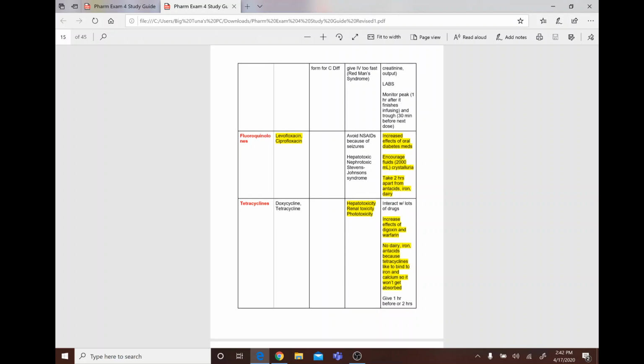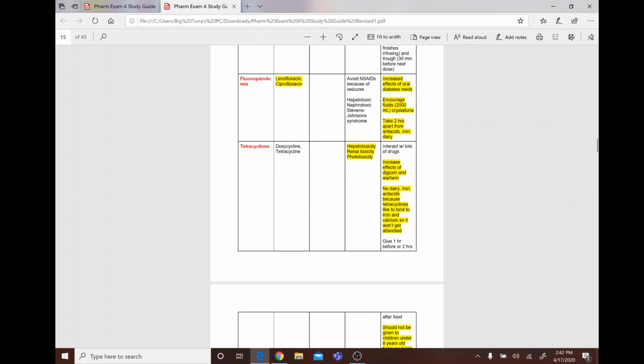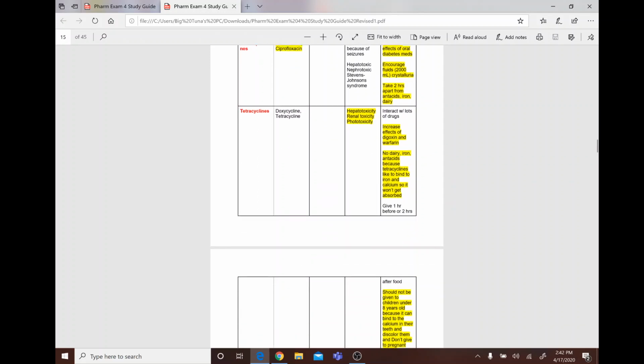Increased effects of oral diabetes medications. Take 2 hours apart from antacids, iron, and dairy. Alright, what are the side effects of tetracyclines? Hepatotoxicity, renal toxicity, and phototoxicity. What are the drug interactions with tetracyclines?